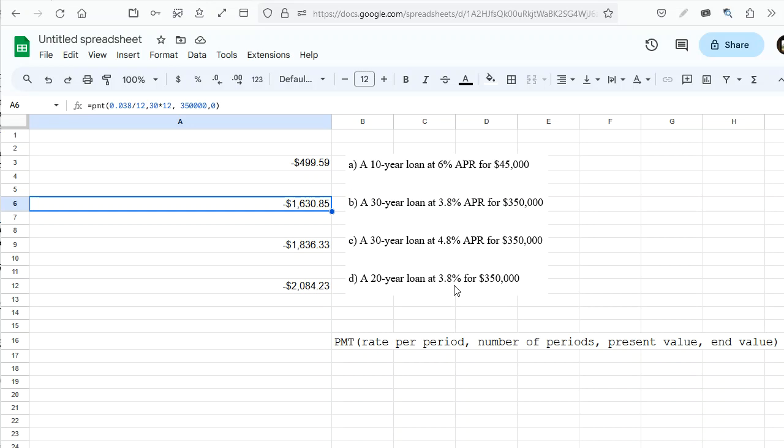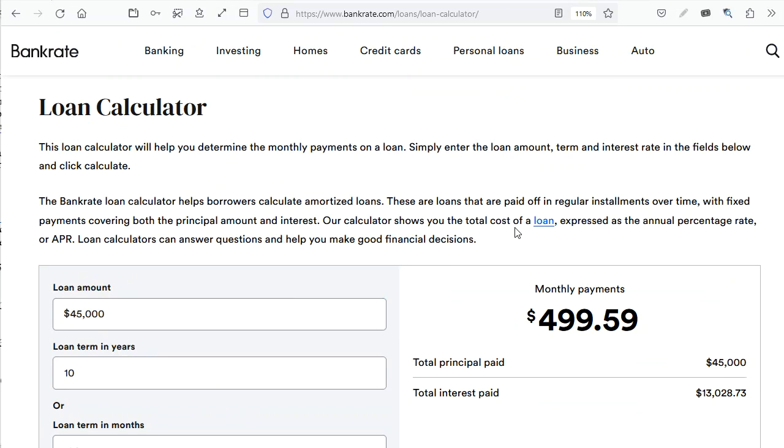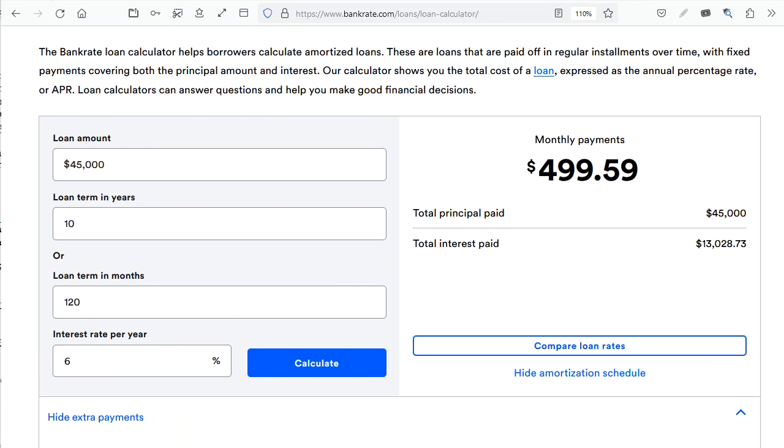All right, so I hope this was helpful in 2 different ways to find the monthly payment using technology with a spreadsheet or with some kind of an online calculator.